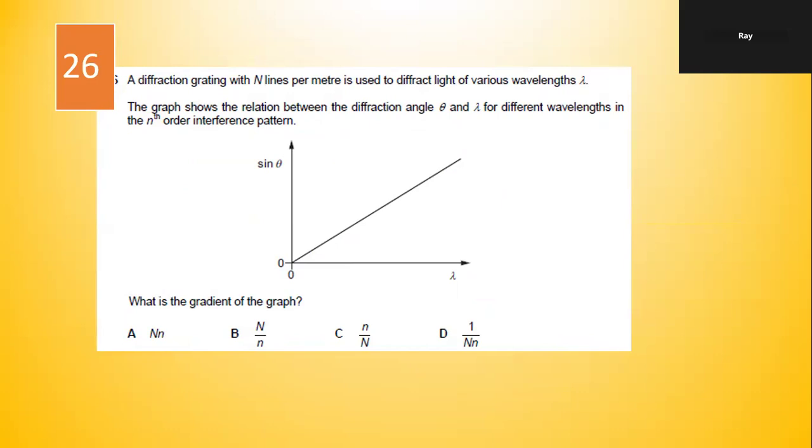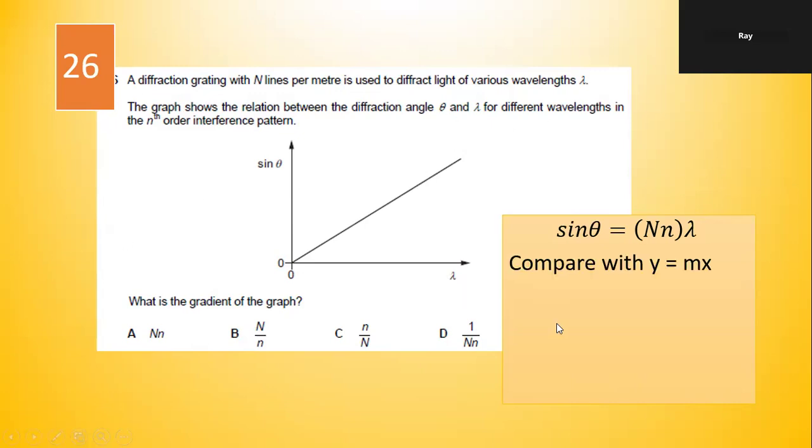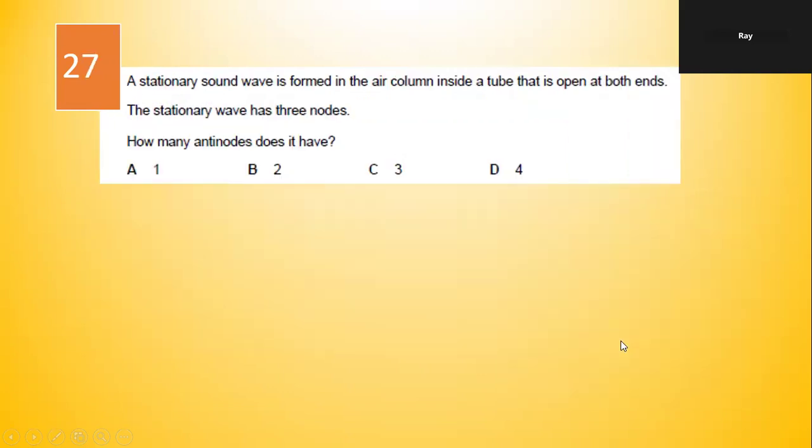This one is a repeat. It came out in earlier years. C and D. Right? Go to the formula and then you want the equation y equals mx. Compare with the equation of a straight line. Gradient is nMA. 27.